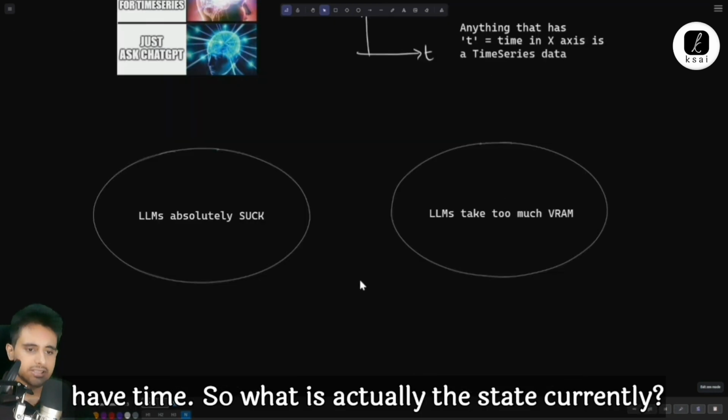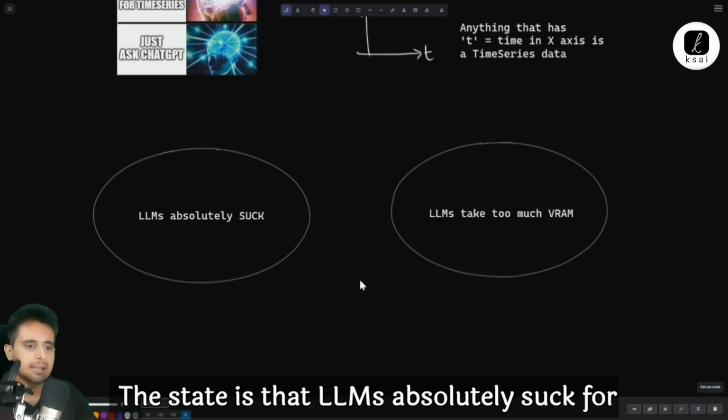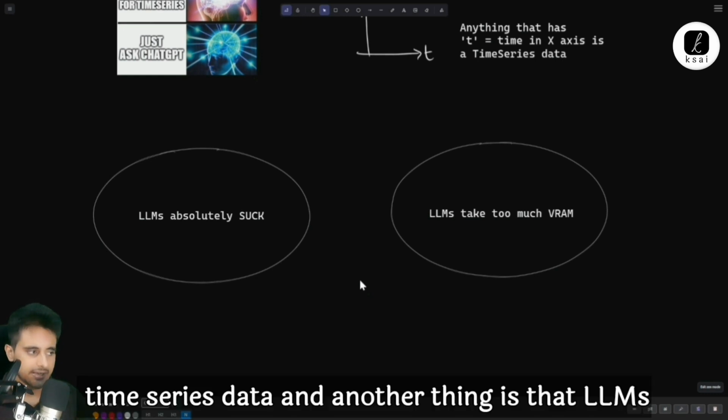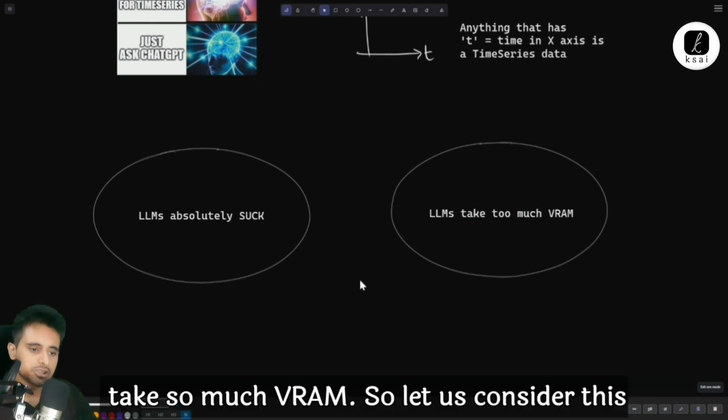So what is actually the state currently? The state is that LLMs absolutely suck for time series data. And another thing is that LLMs take so much VRAM. So let us consider this particular case.